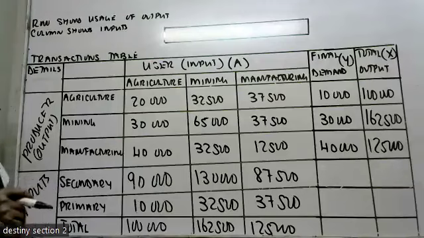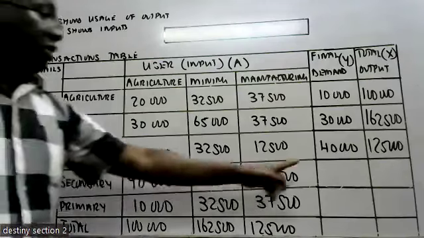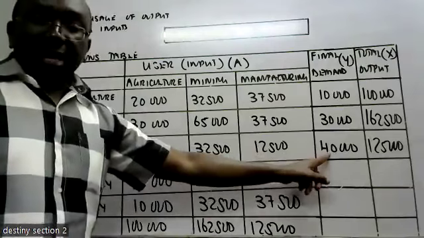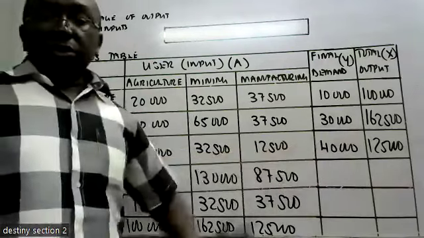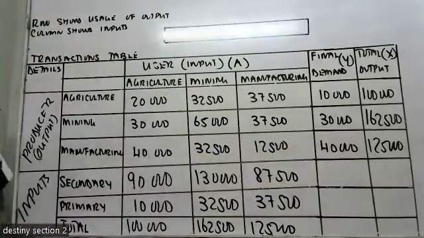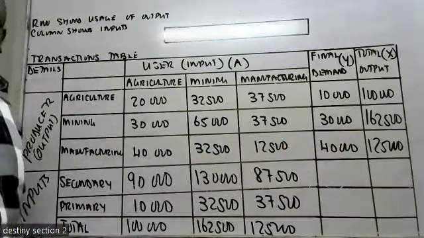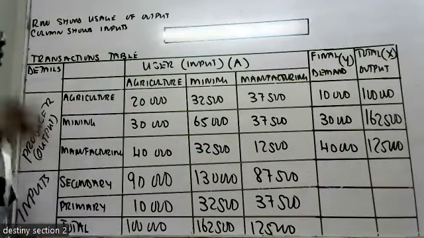Yeah, good. Or in other words, this 40,000 is the output from agriculture that went to the final consumer, not for further production. Okay.